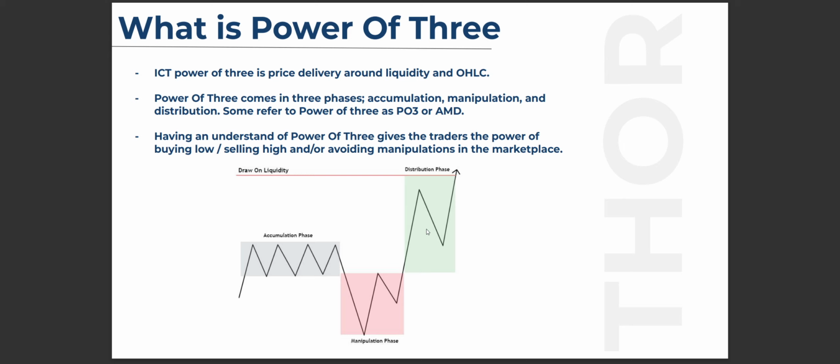And the distribution phase usually comes in the form of a low resistance liquidity run. You want to be trading in that phase, or the best case scenario, if you're good with this, you could be executing in the manipulation phase. That is the best case scenario, and you would rather want to be entering in a manipulation phase. But sometimes you'll miss that, and entering a position in a distribution phase is also just fine.